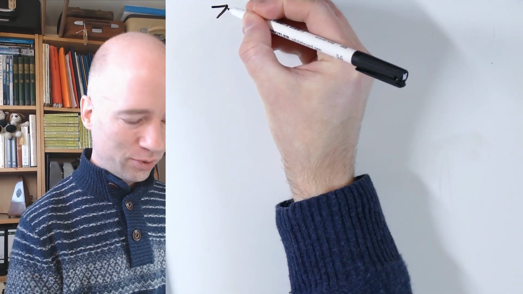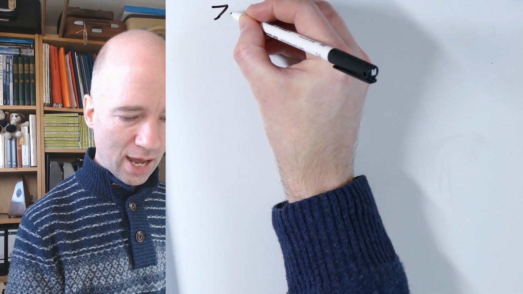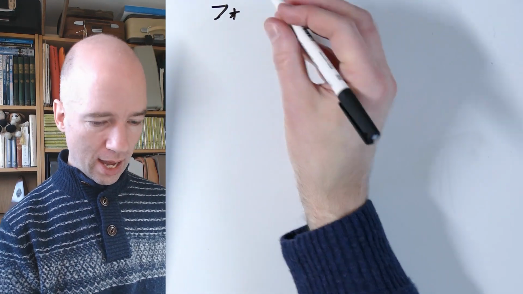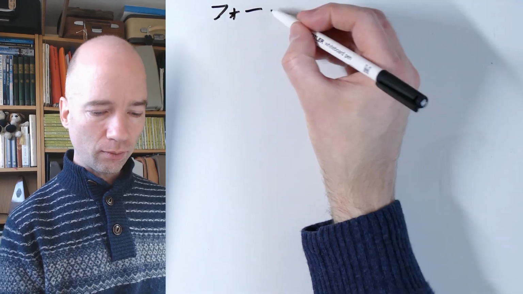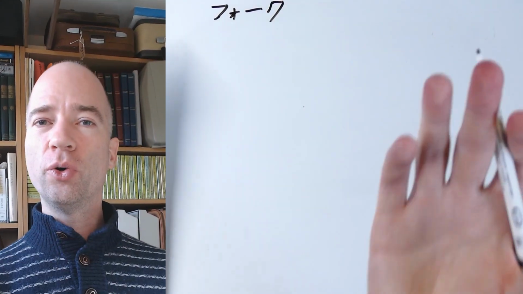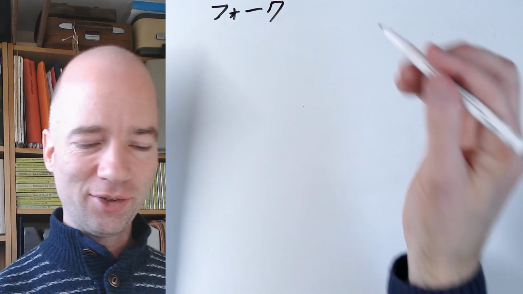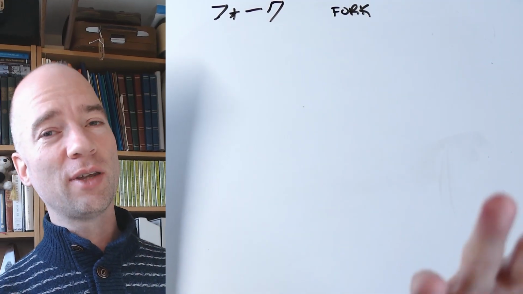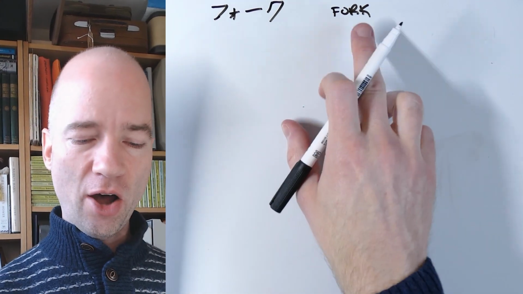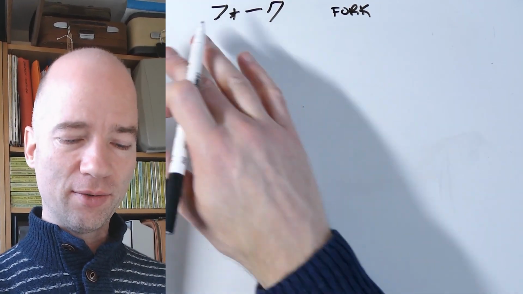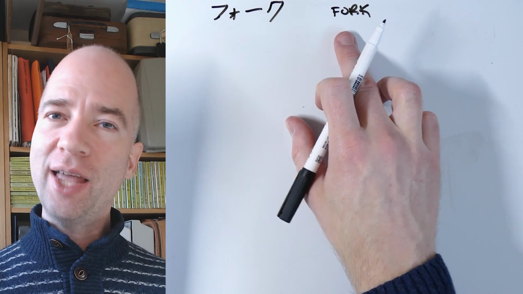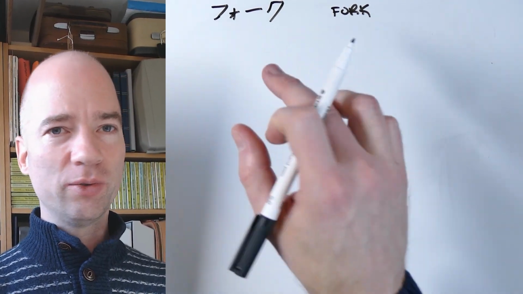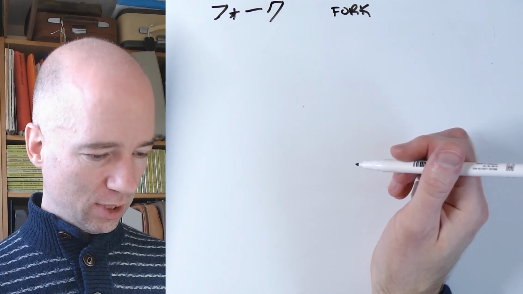So we've got fu plus a small o. So that's fo, and a long vowel, and ku, foku. That's an easy one. So that is fork, what you eat with. And again, you see that the R sound, of course, is nowhere in it. It just denotes a long vowel in standard British English, fork. So foku is very close in Japanese.